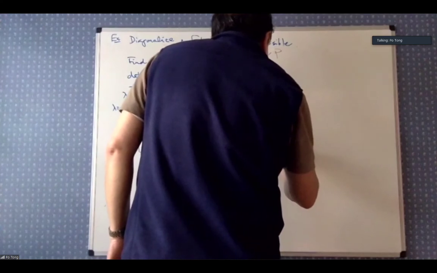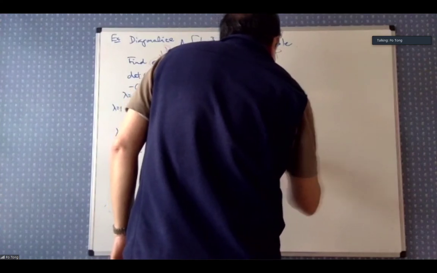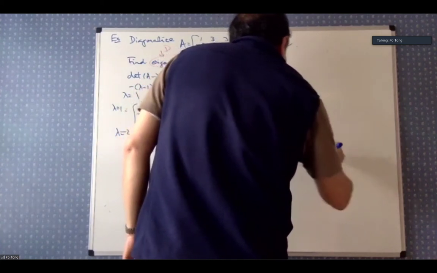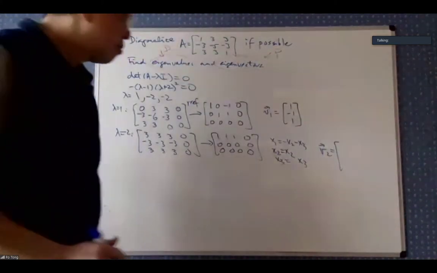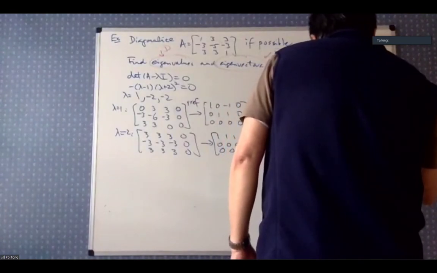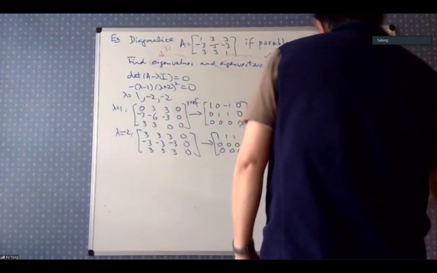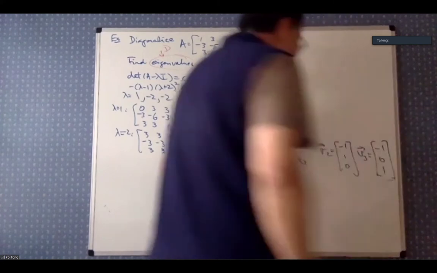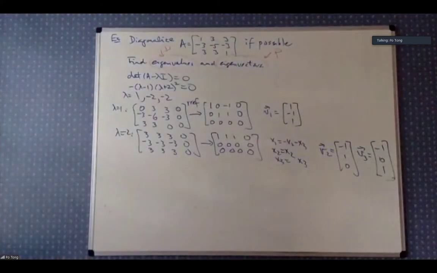Okay, so we'll try to convince you of this. X2 equal to X2, X3 equal to X3, X1 equal to negative X2 minus X3. So V2 will be minus 1, 1, 0. The next one will be minus 1, 0, 1. Is it okay? Yes.